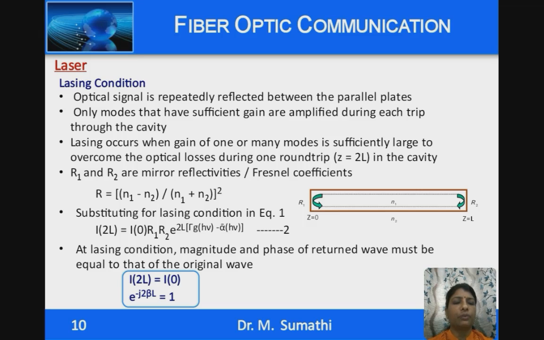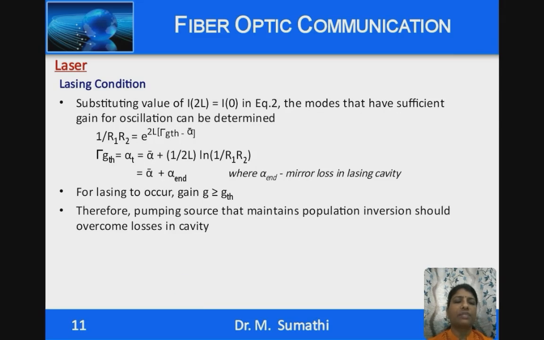So that is I of 2L is equal to I of 0, the magnitude should be the same and the phase should be equal. That is e power minus j 2 beta L should be equal to 1. Only if this condition is satisfied, lasing occurs for that particular mode. So substituting the value of I of 2L is equal to I of 0 in the equation and solving, we get this expression. The gain threshold is equal to the loss along the optical path in the cavity and the loss due to the mirrors in the lasing cavity.